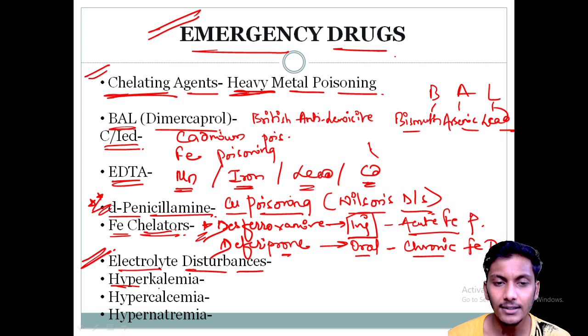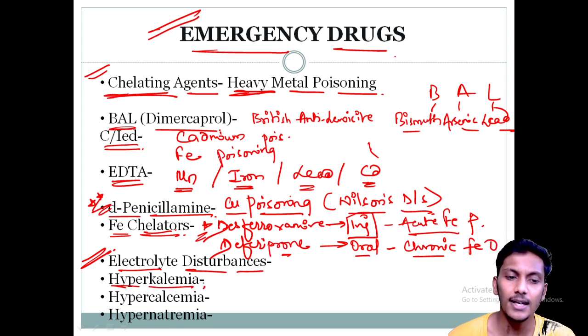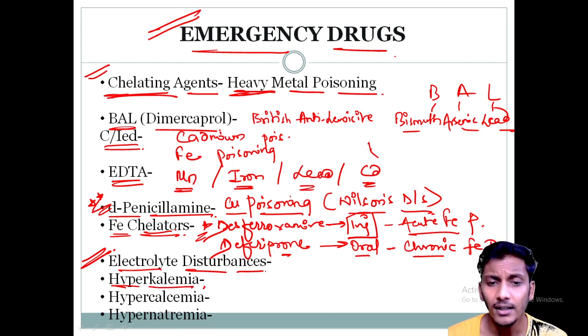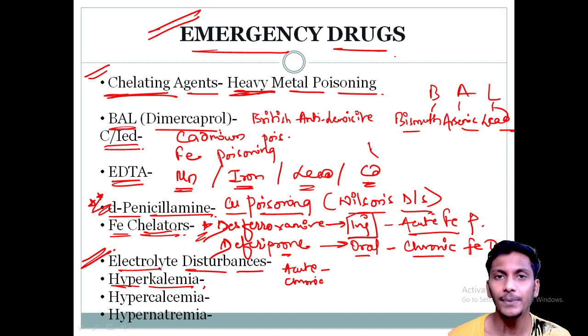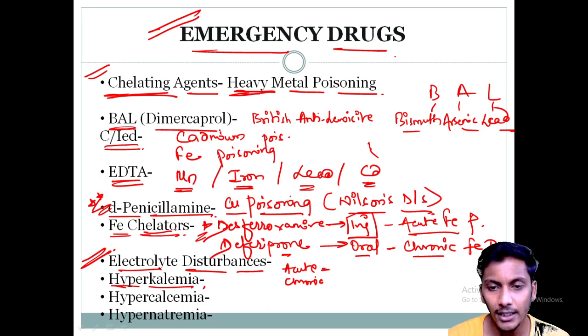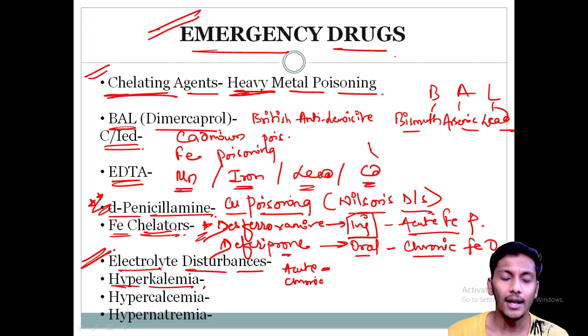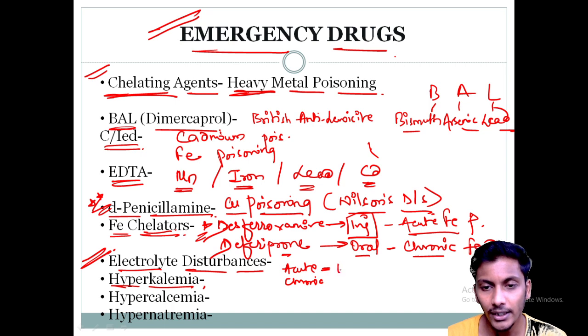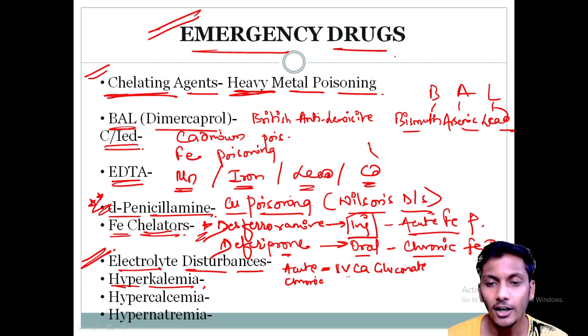What are these? First is hyperkalemia, that is excess of potassium inside the body. And hyperkalemia can be either acute hyperkalemia or chronic hyperkalemia. So please remember, if there is acute hyperkalemia, on ECG you can see tall tented T waves. This acute hyperkalemia can land the patient into diastolic arrest. Therefore you need to treat it with a drug, and the drug of choice for acute hyperkalemia is IV calcium gluconate, followed by IV insulin.